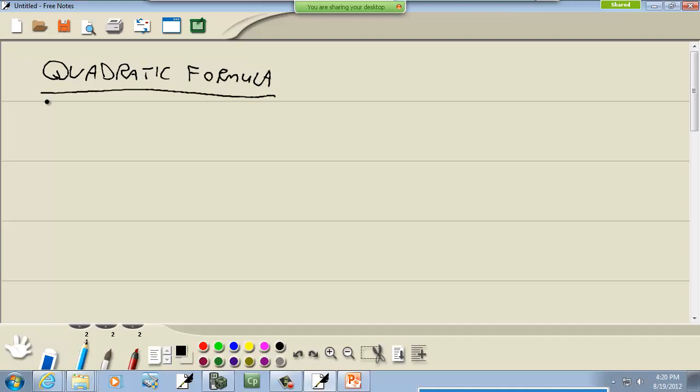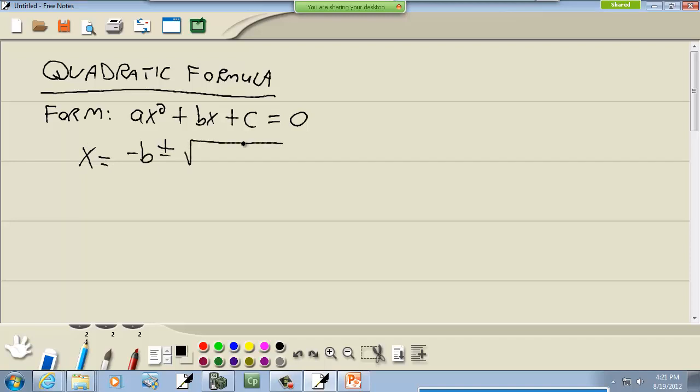Quadratic formula is when you have a problem of the form ax squared plus bx plus c equals 0, and you want to solve it. You want to find out what values of x cause that to be true. Have to have 0 on one side, and then a, b, and c are typically numbers. Then your answer is negative b plus or minus square root of b squared minus 4ac all over 2a.